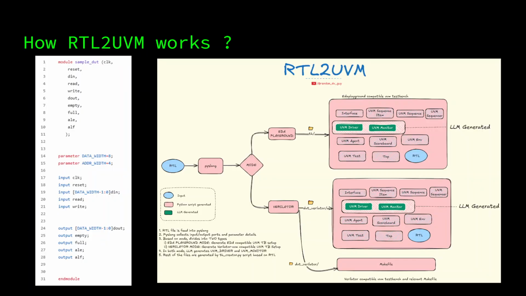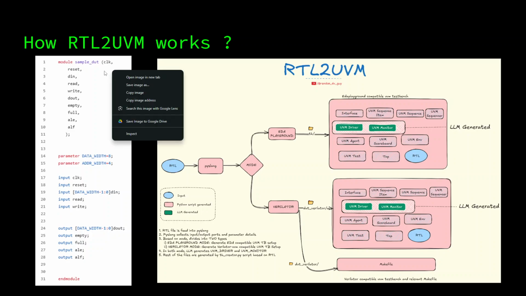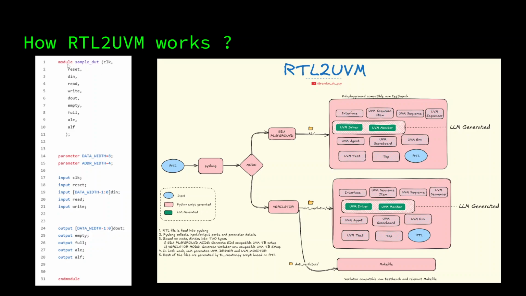So basically, how does RTL2UVM work? For RTL2UVM we need the RTL top file. Here on the left side you can see the module and endmodule. It is a dummy DUT just for the demo, a simple FIFO with parameters, inputs and outputs. What RTL2UVM does is, we pass this RTL file as an input, and the rest of everything is taken care of by the RTL2UVM script.